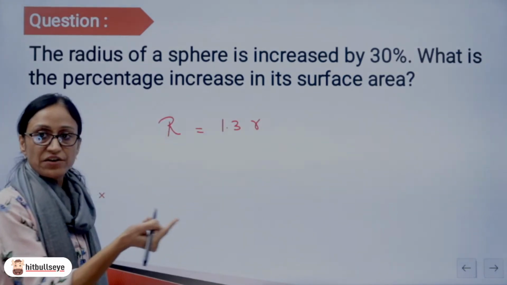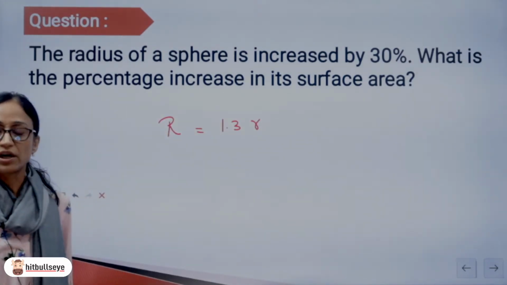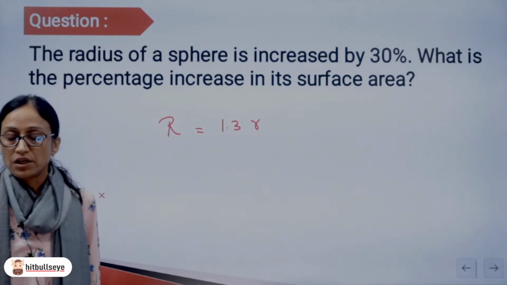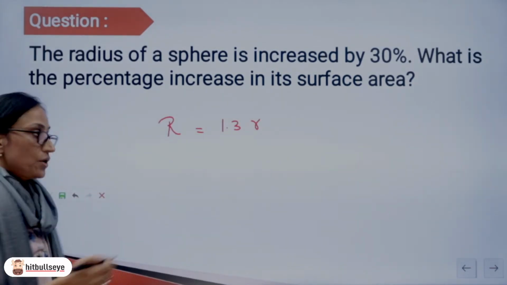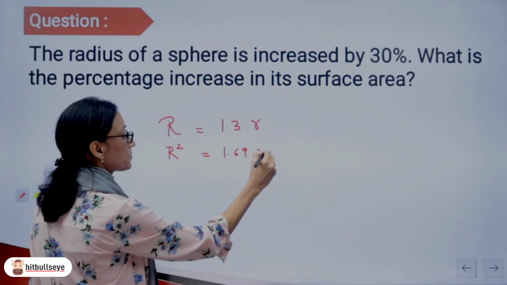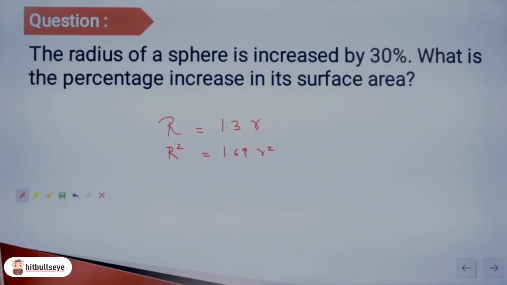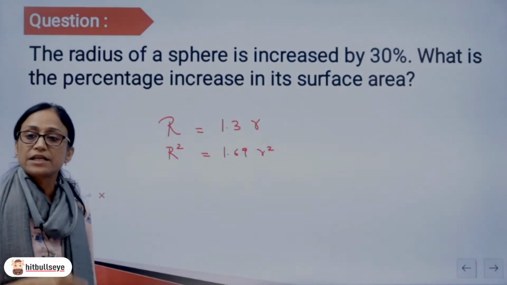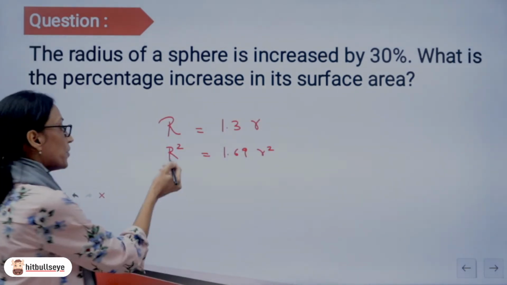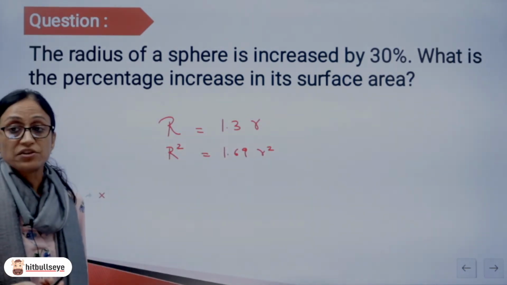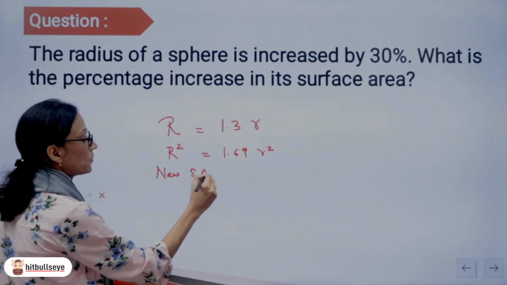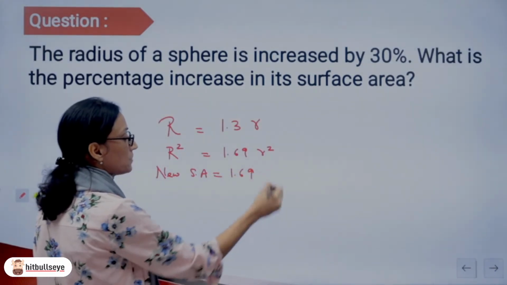Now, the formula of surface area is not actually important here. What is important is what variable it uses. It uses the square of the radius. So, if I just square both sides of this equation, what do I observe? The new radius square is 1.69 times the old radius square, which is nothing but the percentage increase getting reflected in the surface area. So the new surface area will be 1.69 times the old surface area.